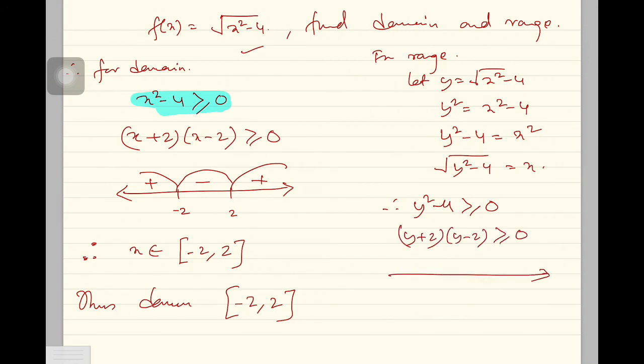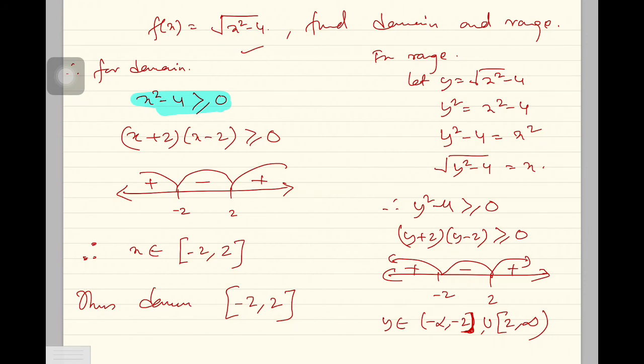And if you make a number line, again you will get exactly the same, because this number line is also exactly the same that we have done earlier. The factors are also same. So here positive, negative and positive. But according to the question, what do you want? You want positive. So y belongs to, you may say, minus infinity to minus 2, and then again box bracket, and then union 2 to infinity, isn't it?